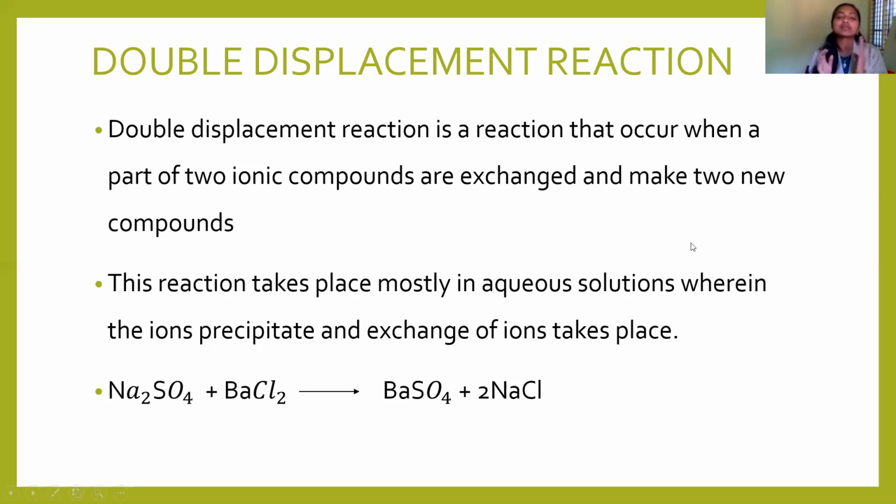Yes, a double displacement reaction is a reaction that occurs when parts of two ionic compounds are exchanged and make two new compounds. This reaction takes place mostly in aqueous solutions, wherein the ions precipitate and exchange of ions takes place. The example for this double displacement reaction is sodium sulfate reacting with barium chloride to form barium sulfate plus sodium chloride. So that's about double displacement reaction. Hope you understood this reaction. And now I invite Bodhi for the next session.